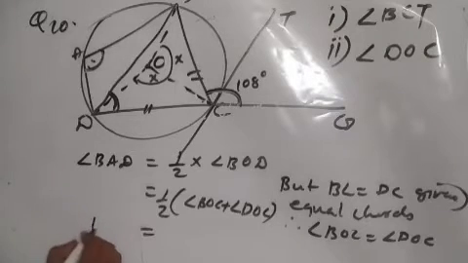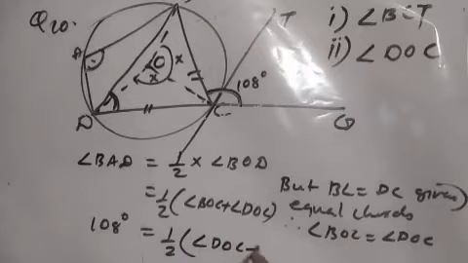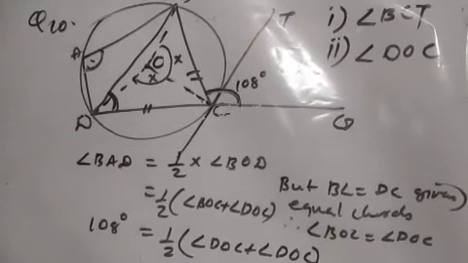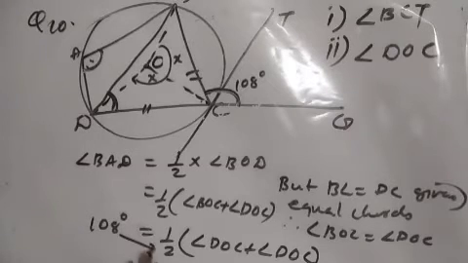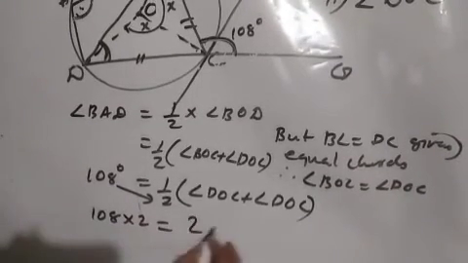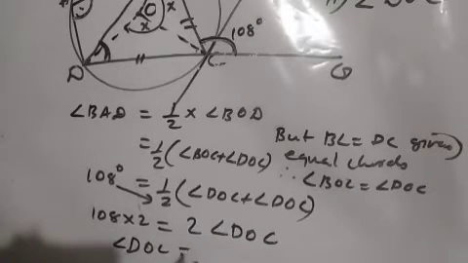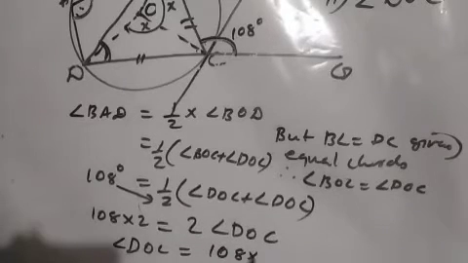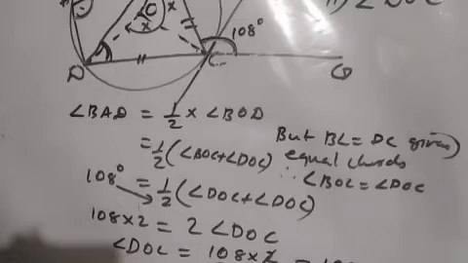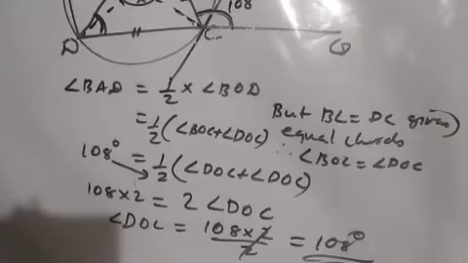BAD we know. What is that? 108 degree. Half of BOC, instead we can apply DOC itself. So angle DOC plus angle DOC, both are the same. Okay. So cross multiply, 108 into 2 gives DOC plus DOC, meaning 2 times angle DOC. So angle DOC is 108 into 2 by 2. That is 108 degree. Okay. So angle DOC is 108 degree.